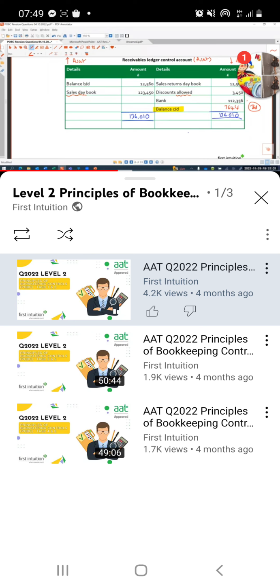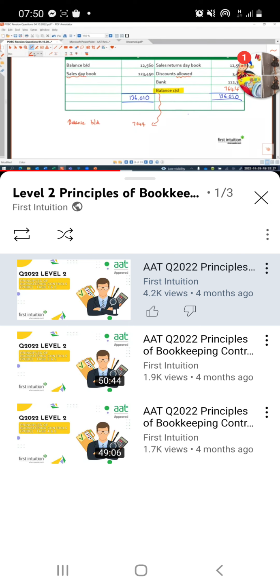If somebody says to you, what is the balance on the receivables control account? Well, it is 7644. That is very true. But it's actually 7644 debit balance. So if you were preparing a trial balance, what figure would you put on your trial balance? And the answer would be 7644 debit.